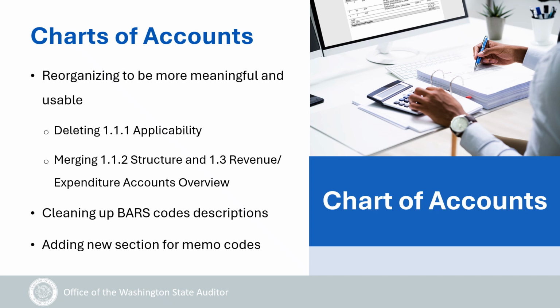We are also adding a new section for memo codes. Memo codes are special codes that only apply to your proprietary funds, and they are used to report things like debt issuances and capital asset purchases. We talk a little bit about memo codes in the Schedule 01 instructions, but we wanted to expand the memo code information, so we're adding a new section. We also have a video on memo codes on our training and resources page.